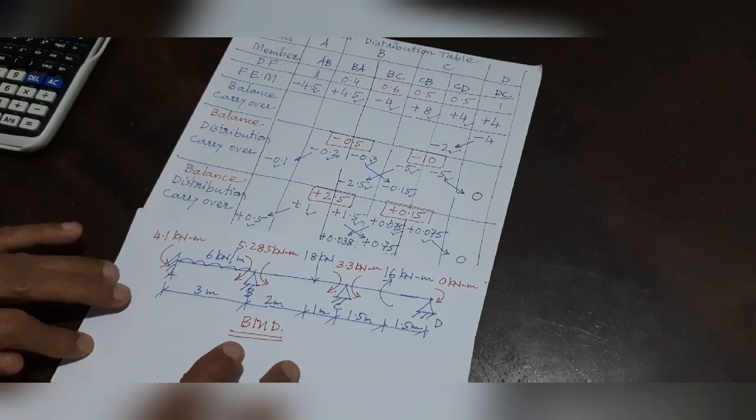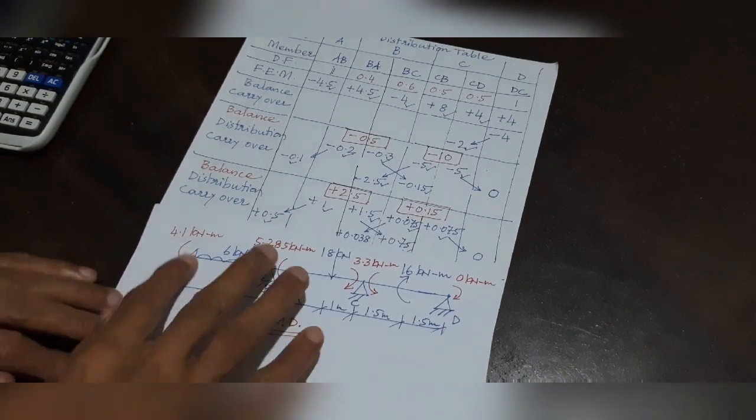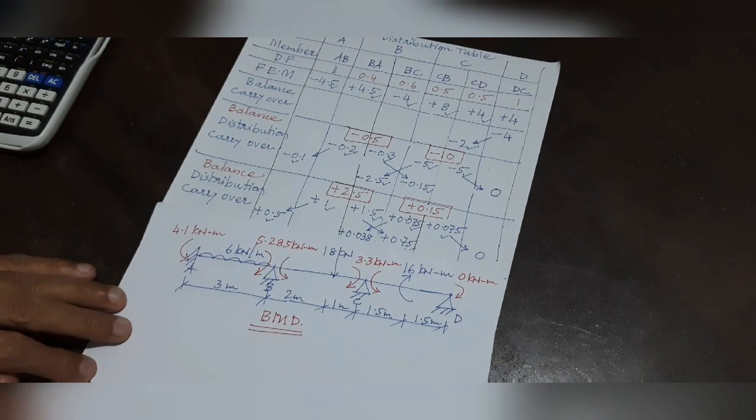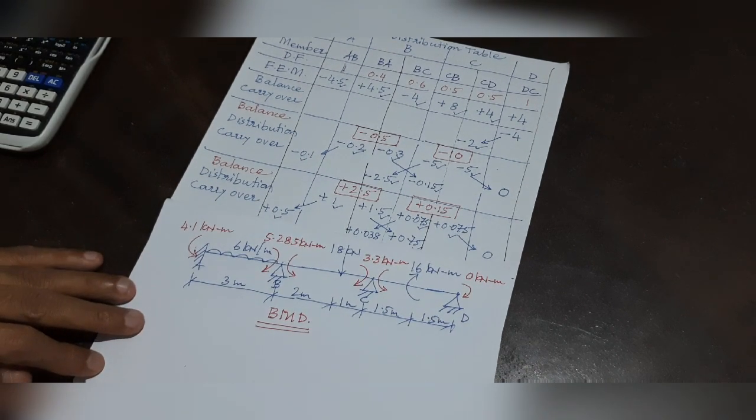In our next discussion, we will take another numerical when both the ends are hinged and are loaded with some typical loads like triangular load or trapezoidal load.